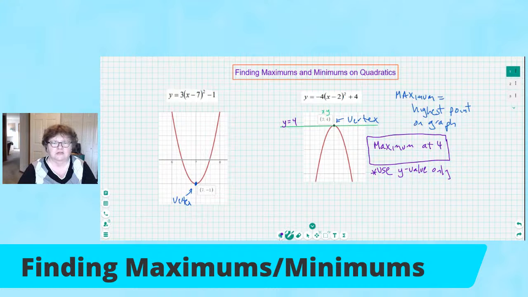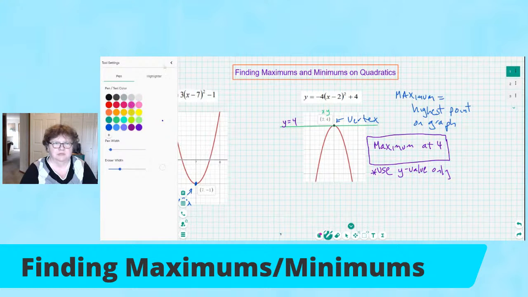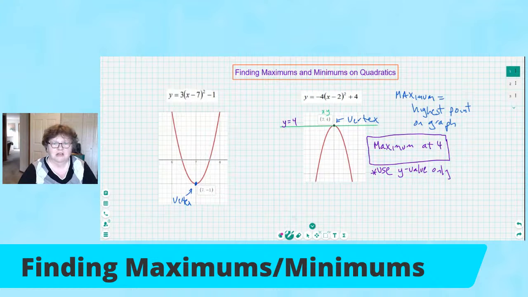Okay, so let's go to the other graph that I have up here. I'm choosing hot pink because I can. So now the vertex is down here, right? And my vertex is at (7, -1). And again, I want the y value. So it always goes x, y, right? So this line must be y = -1. So the lowest point on this graph must be at -1. Since it's the lowest point, this would be a minimum. So the minimum is the lowest point on the graph.